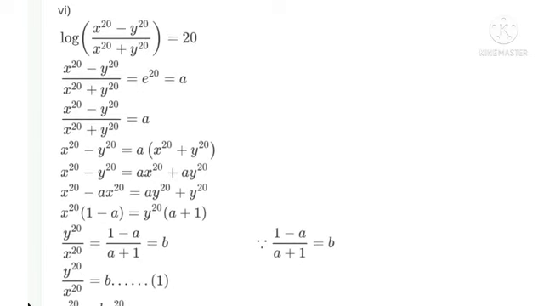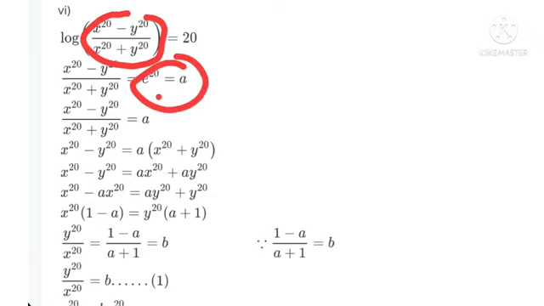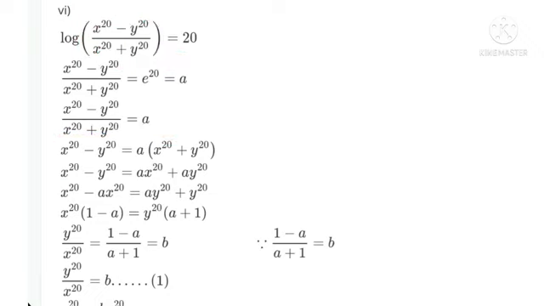see, log of (x raised to 20 minus y raised to 20) upon (x raised to 20 plus y raised to 20) is equal to 20 is given. So we write this as e raised to 20, we know, and we call this as a. So we get (x raised to 20 minus y raised to 20) upon (x raised to 20 plus y raised to 20) is equal to a. Take the denominator to RHS. So we get x raised to 20 minus y raised to 20 is equal to a into (x raised to 20 plus y raised to 20).